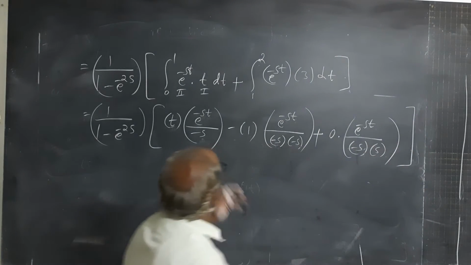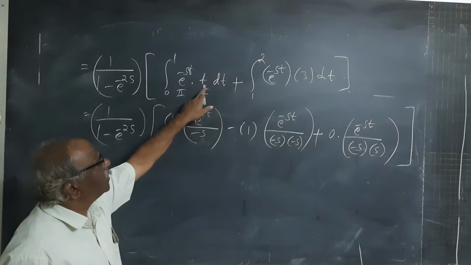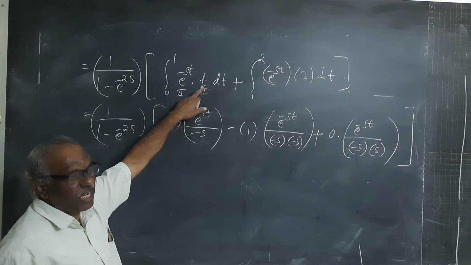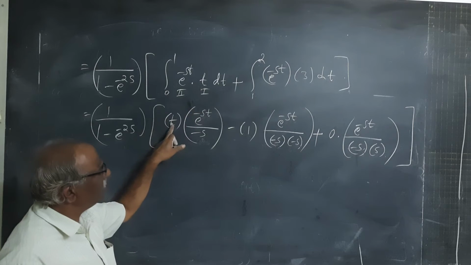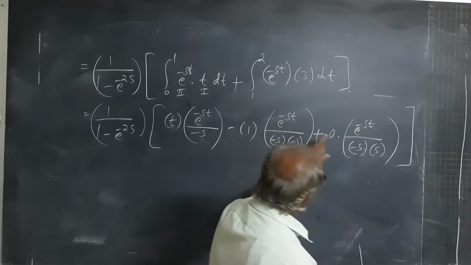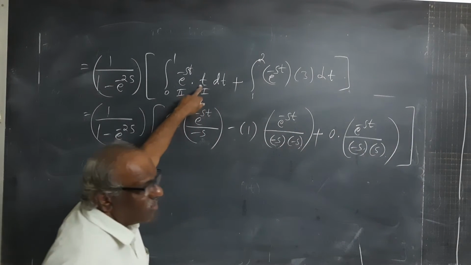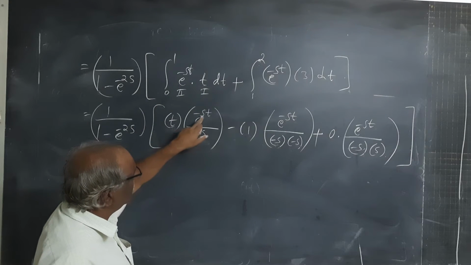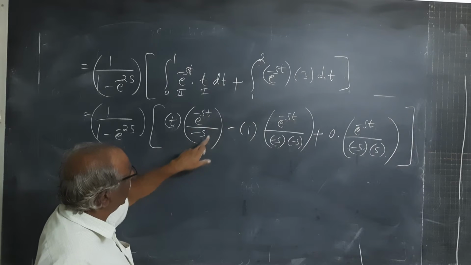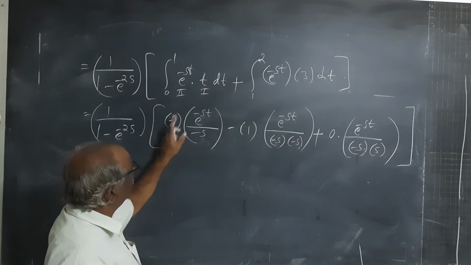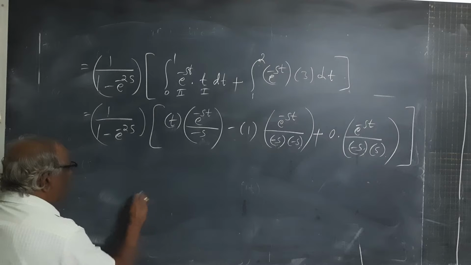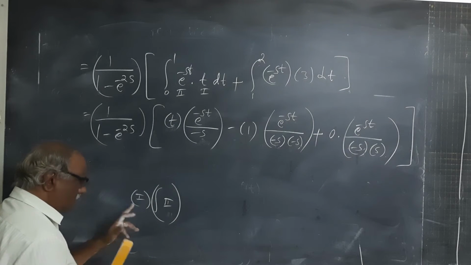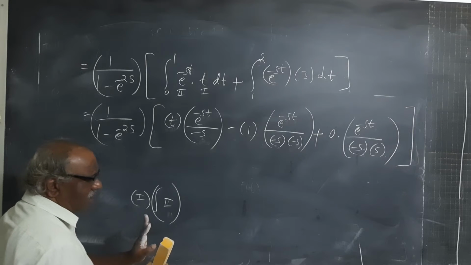I repeat. How do you apply Bernoulli's rule? First function t. Why is this the first function? Because if you go on differentiating t, the first differentiation of t is 1, the next differentiation of 1 is 0. Therefore I have to choose this as first function, t, into integral of second, integral of e to the power minus st, e to the power minus st divided by number behind t, minus s. First into, always first we are writing first into integral of second.